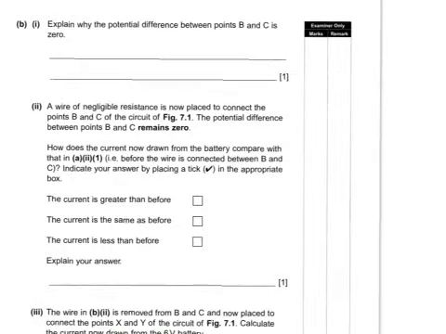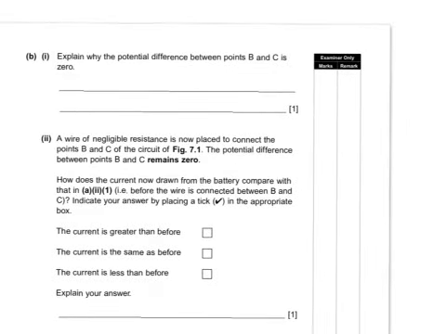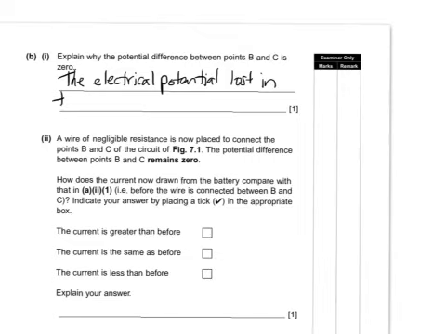Explain why the potential difference between points B and C is 0. Because the electrical potential energy lost in the top branch, my handwriting's awful, is the same as the bottom branch. There we go.